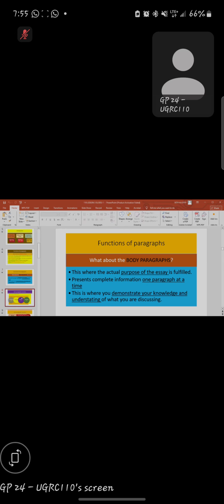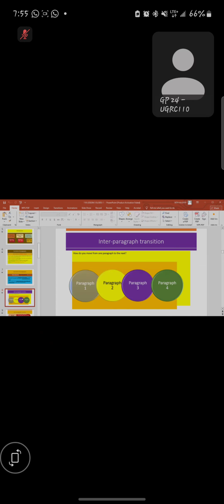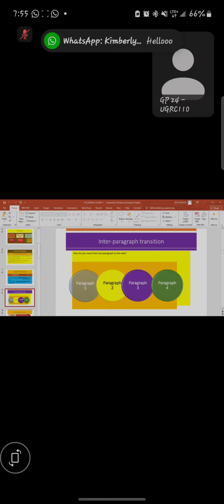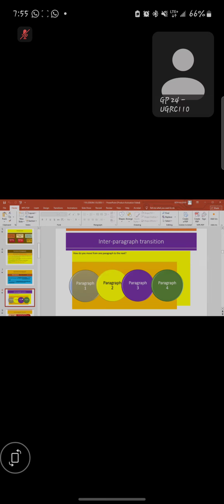How should the paragraphs flow? This is where we have the interparagraph transition. What do we mean by this? Supposing you have, we're still talking about the body, the middle part, you have four ideas that you want to develop. And as we've said, ideally assign one paragraph to one idea. So we have paragraph 1 for one idea, paragraph 2 for another, paragraph 3 for yet another, and paragraph 4 for the fourth idea that we have.